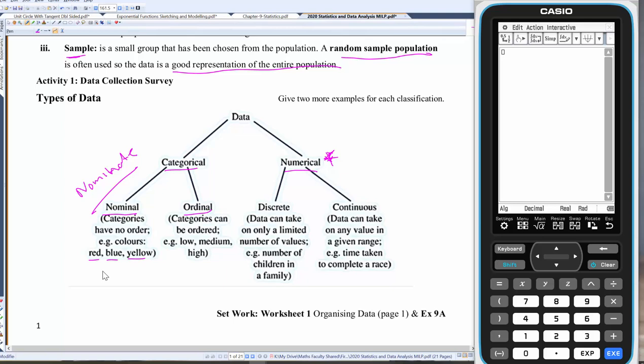Hands up if you've got no hair, in my case. So that's what nominal is, okay? And there's no kind of order to the categories. They just are a category. Right, and ordinal data can be ordered in terms of some gradation, so low, medium, high, okay?